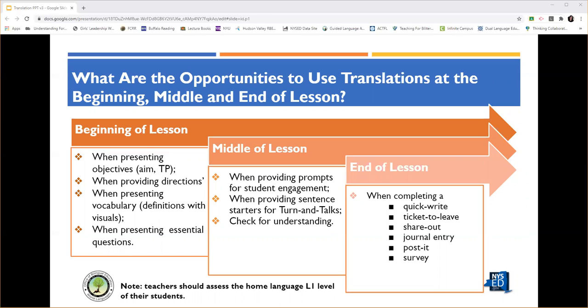For the end of the lesson, you can do it by completing a quick write in the L1. They can use their L1 as their exit ticket. Perhaps they can use their L1 to share out or share with a student who speaks the L1, and that student can help the newcomer student share out the ideas. Through journal entries that you can encourage students to do bilingually, through Post-it notes, and then lastly on a survey.